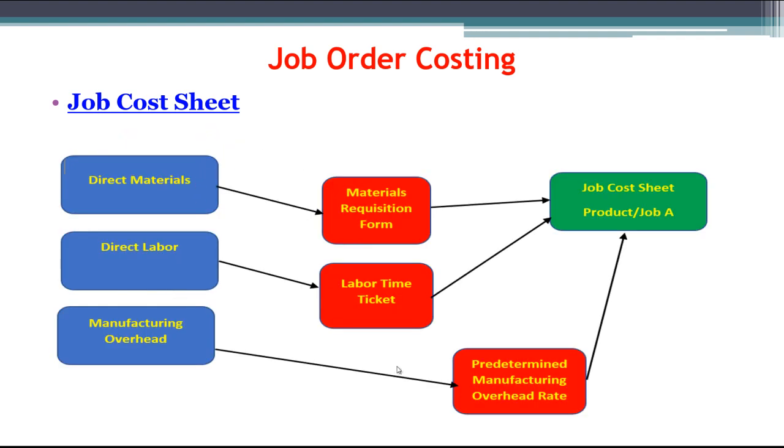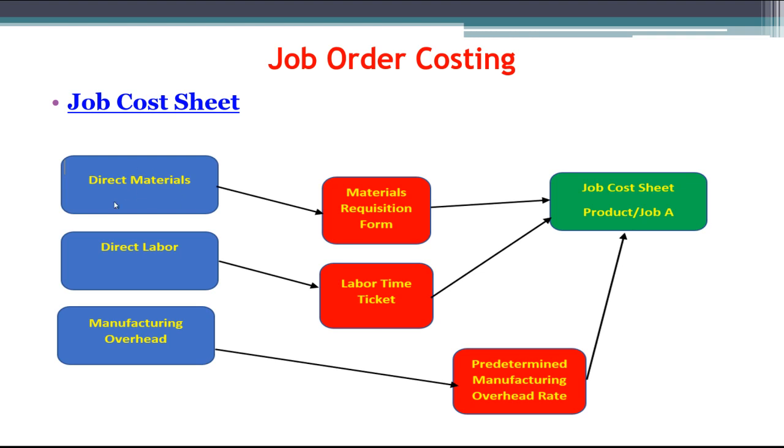This is a brief illustration of how this would work. You have direct materials, direct labor, manufacturing overhead. So I said the materials go to a job through the materials requisition form. Now on this sheet, we just have the illustration of one job, job A. But in reality, there's going to be job B, C, D, E, somewhere else, and they're all going to have a document that ties to them as well. For simplicity, I'm just showing one job.